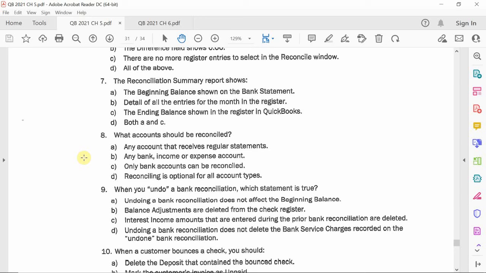B says any bank income or expense account. In this case, income and expenses will never have registers, so they can never be reconciled. Okay. C says any bank account can be reconciled. So in this case, only bank accounts? No, in this case, no. It's any asset, liability, or equity, right? It goes beyond the bank accounts. And D says reconciling is optional for all account types. That's not true because only assets, liabilities, and equity can be reconciled.